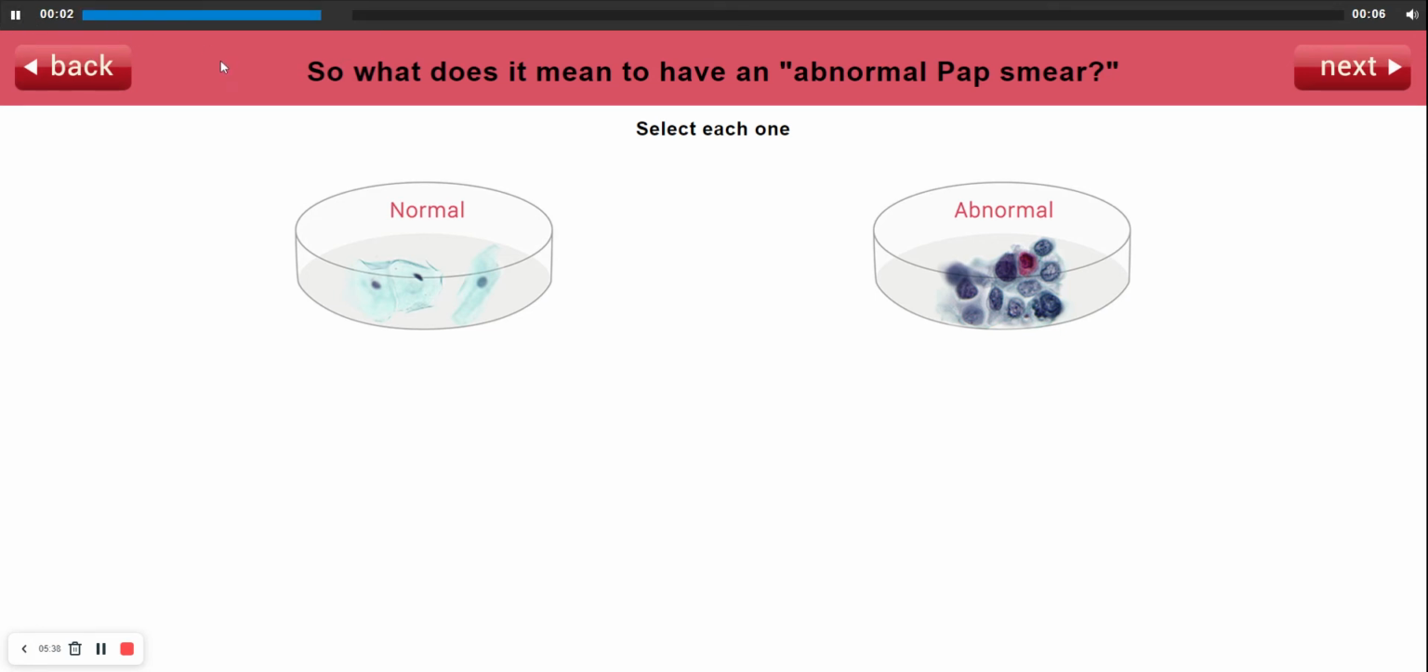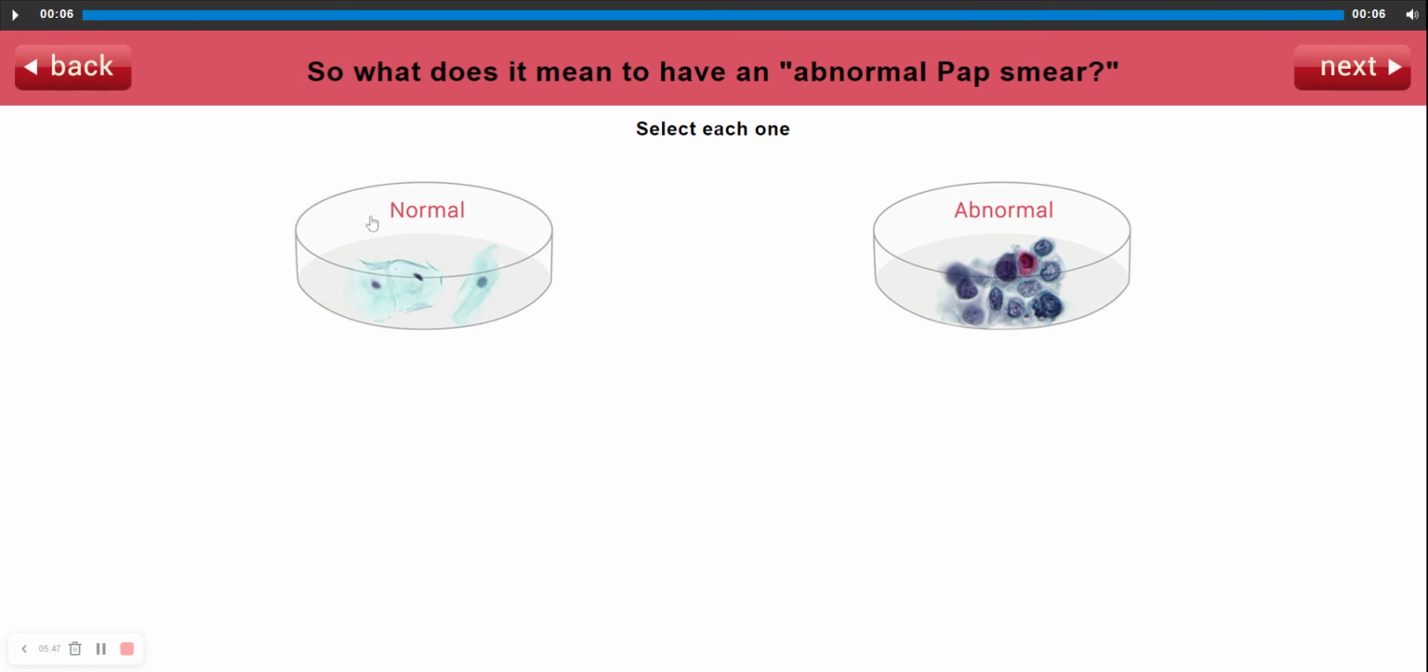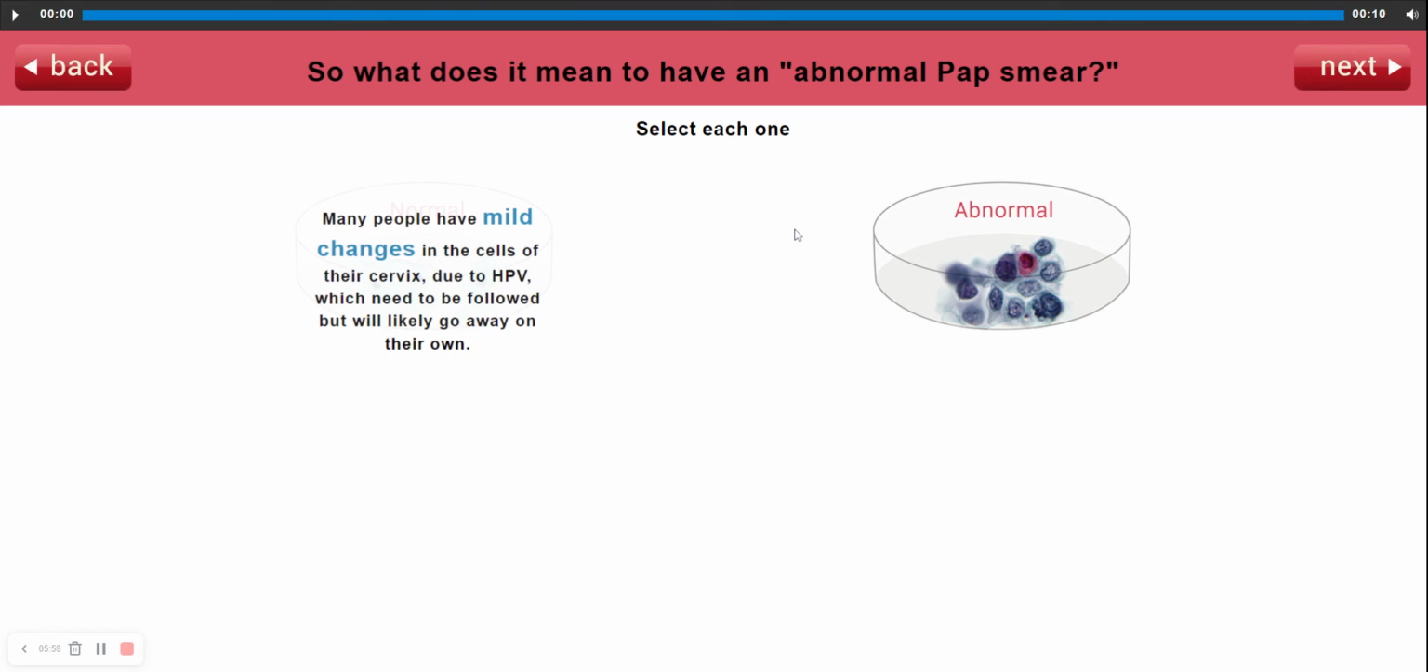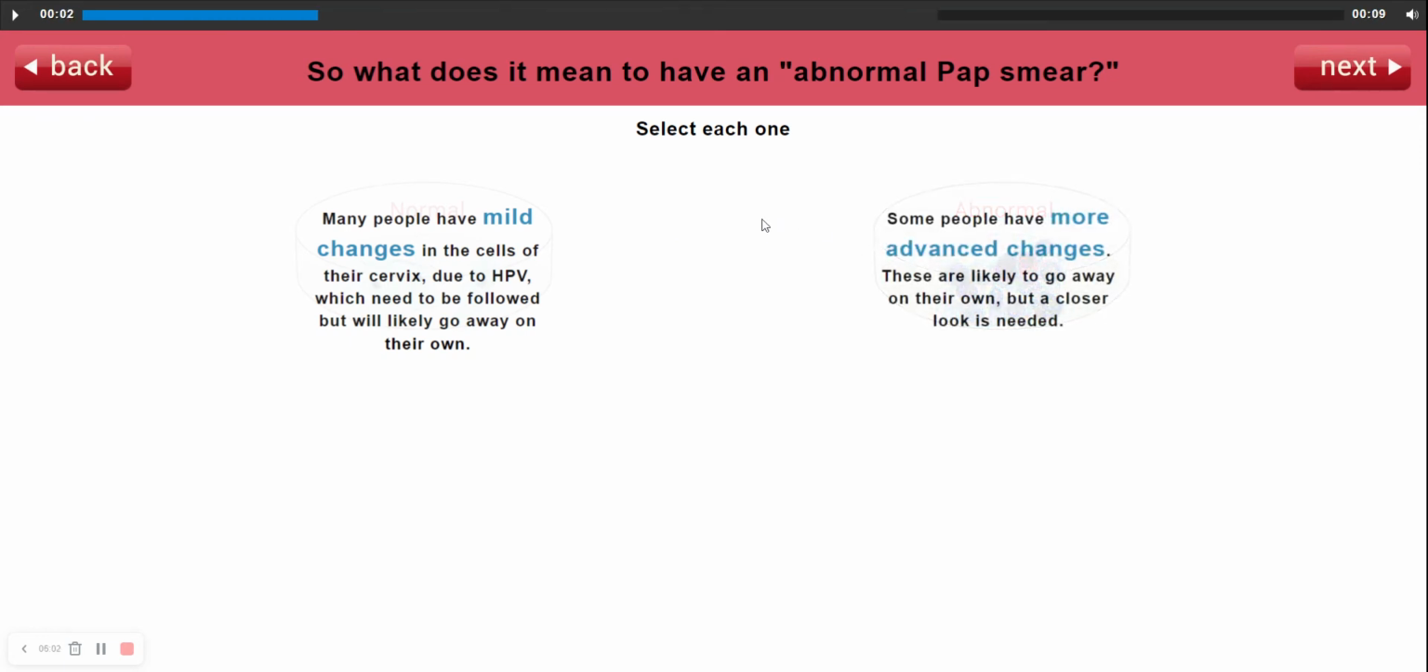So what does it mean to have an abnormal pap smear? Select each one to find out. Normal. Many people have mild changes in the cells of their cervix due to HPV, which need to be followed but will likely go away on their own. Abnormal. Some people have more advanced changes. These are likely to go away on their own, but a closer look is needed.